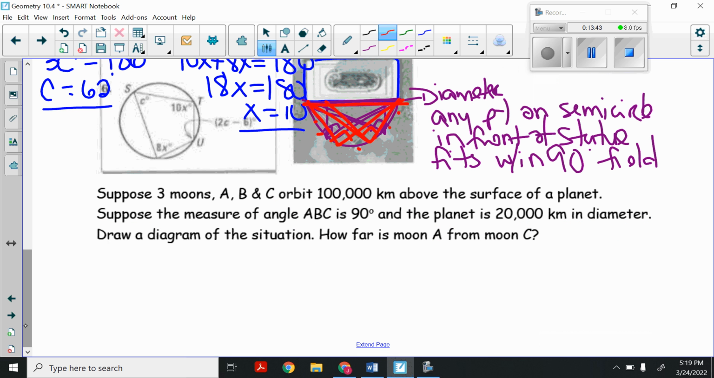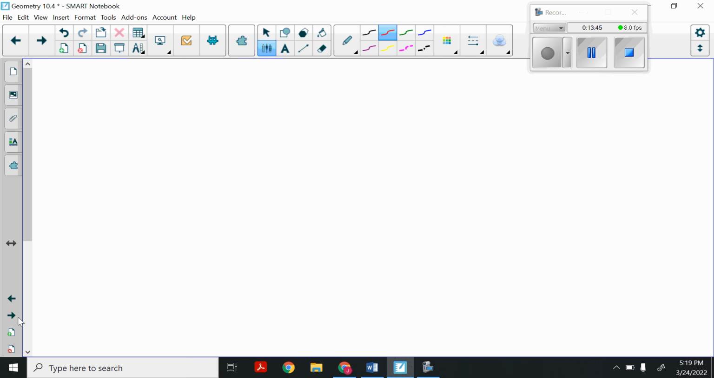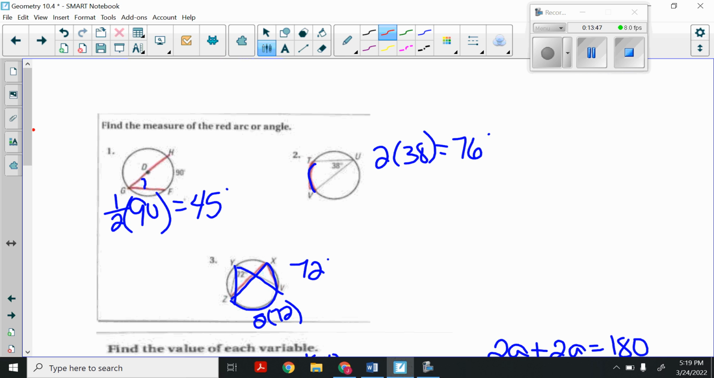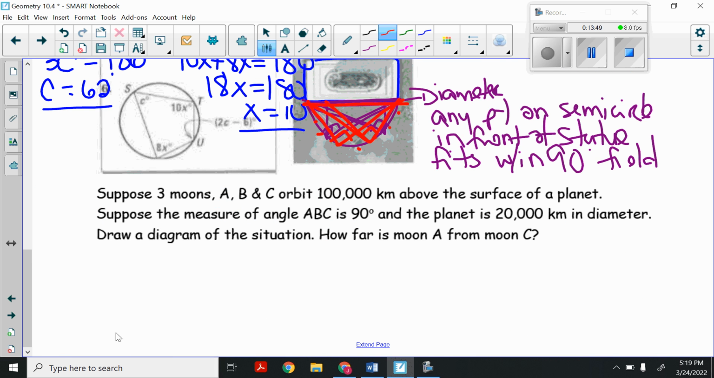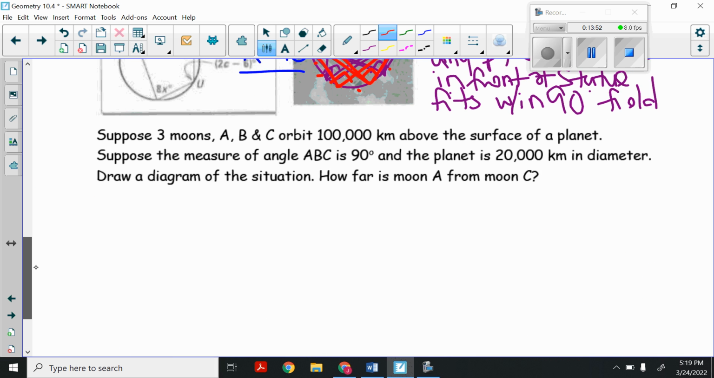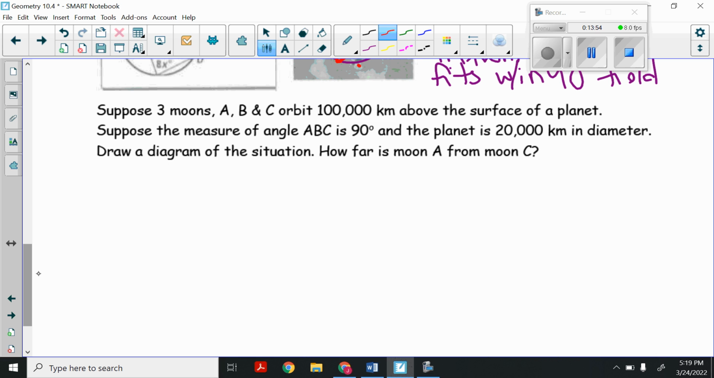All right, our very last one says, suppose three moons A, B, and C orbit 100,000 kilometers above the surface of a planet. Okay. Suppose the measure of angle ABC is 90 degrees, and the planet is 20,000 kilometers in diameter. Draw a diagram of the situation.